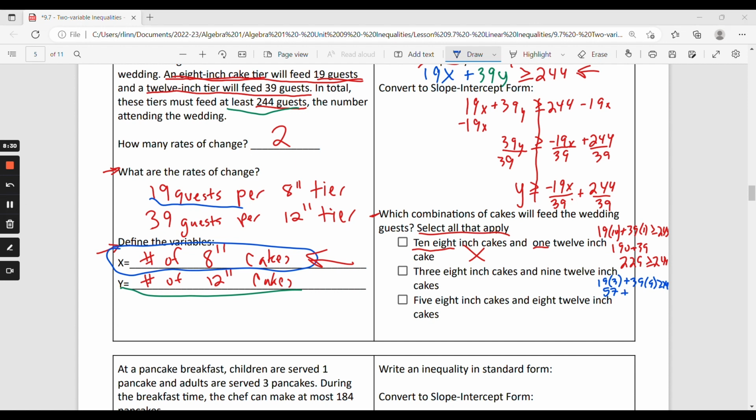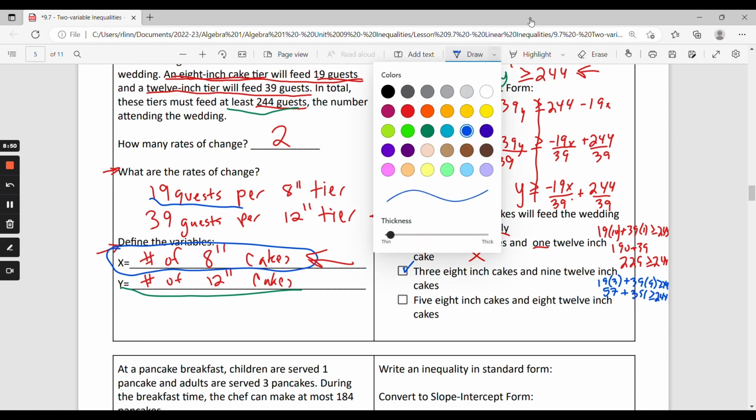39 times 9, and we can take that 39 times 9 and put it in a calculator. We'll get 351 is greater than or equal to 244. That's true, because I know that 57 plus 351 is going to be over 400. So we've got that one true. And then we're going to go ahead and check our last one here.